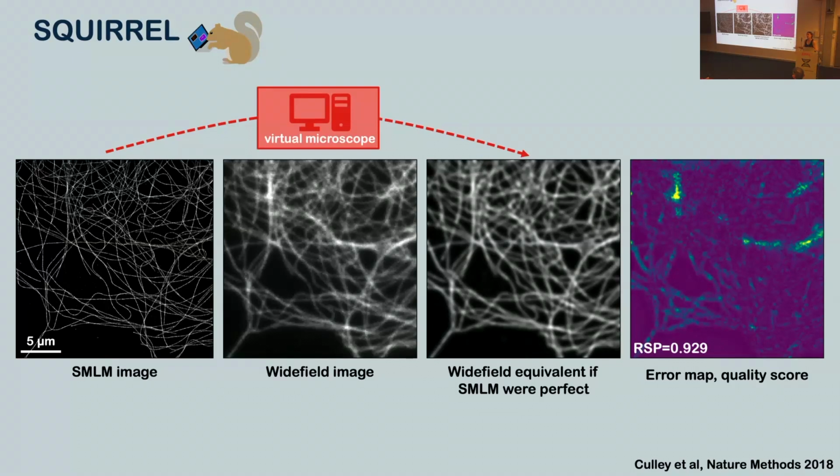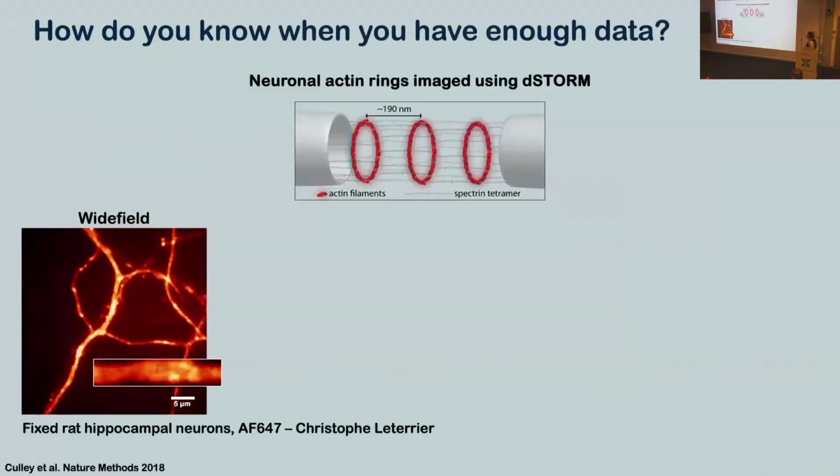So what kind of task could we use Squirrel for? This is a lovely sample that we used in the Squirrel paper. This data is from Christophe Leterrier, who is incredible at imaging this kind of stuff. It turns out that one of the big discoveries that super resolution has made is that actin along neurons forms little rings that are periodically spaced. And conveniently for super resolution, the periodicity of those rings is about 190 nanometers.